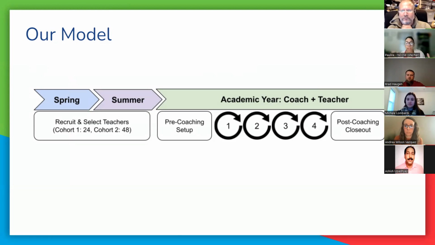And then there's a bookend by meetings where there's a pre-coaching meeting where you get to know each other and set your goals for the year. And then at the end, you are having this post-coaching closeout to kind of reflect and think about how things went over the course of the academic year.